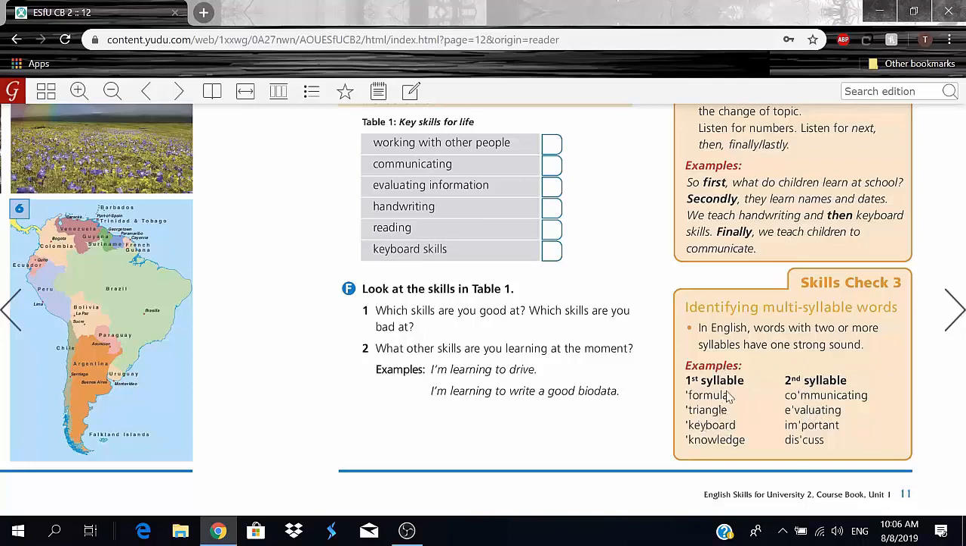So, formula, triangle, keyboard, knowledge. Pretty simple, right? Now notice this one strong sound here when we have 2 syllables. Communicating, evaluating, important. You see that? Discuss. Okay, it has that one strong sound that we're talking about. 2 syllables, and you guys see communicating, evaluating, important, discuss. While here we just say formula, triangle, keyboard, and knowledge. You guys get the idea? Simple stuff, you guys. This was lesson 1, listening. Now let's move on to speaking.